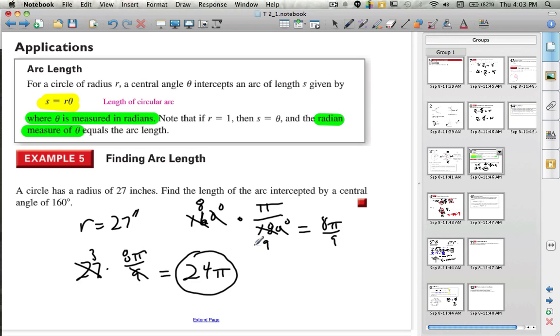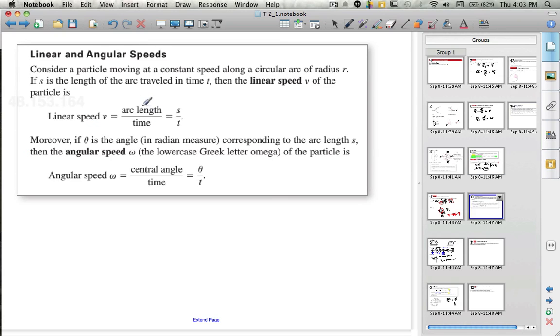Okay, so that's the length of my arc length. We can also use formulas for linear and angular speeds. Linear speed is, of course, this way, and angular speed would be this way. And this one is a little more difficult to calculate because it's not a straight line. So linear speed is the velocity, equal to arc length divided by time. And in angular speed, it's the central angle divided by time.